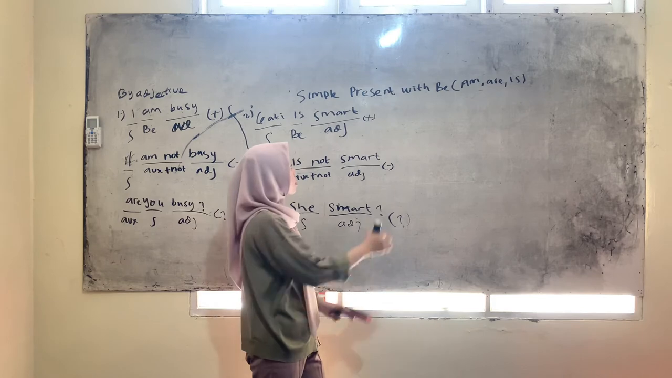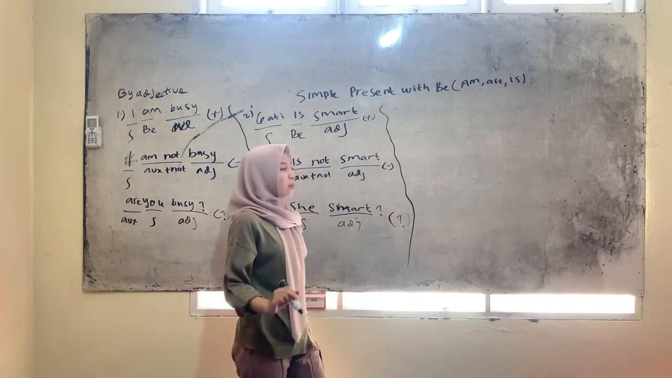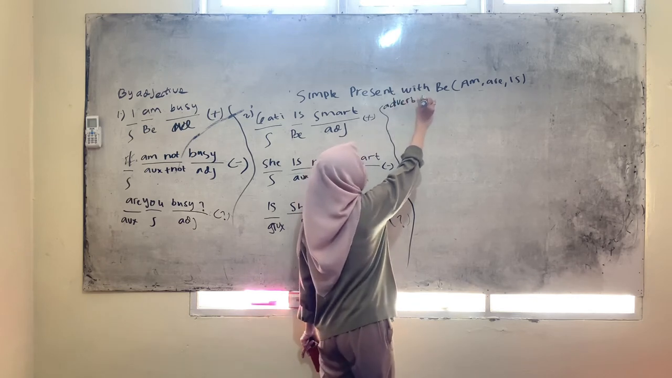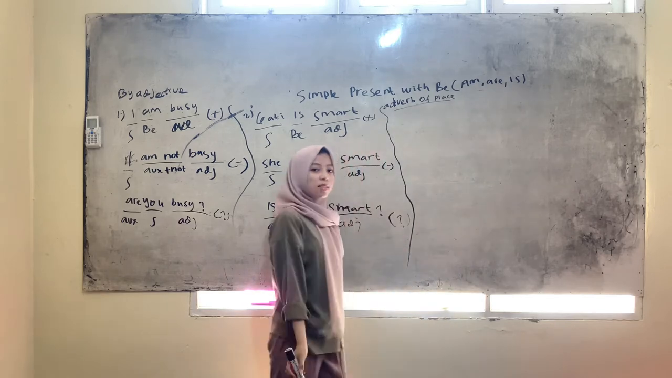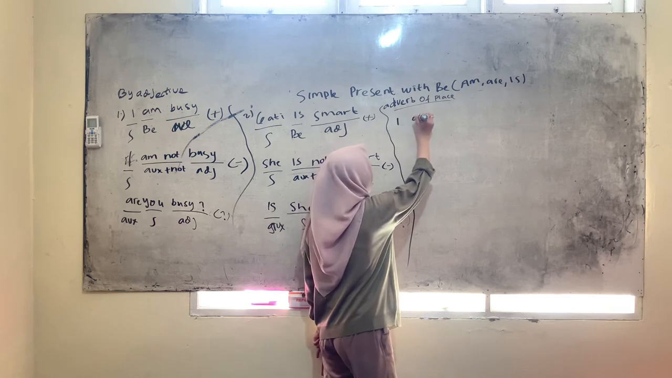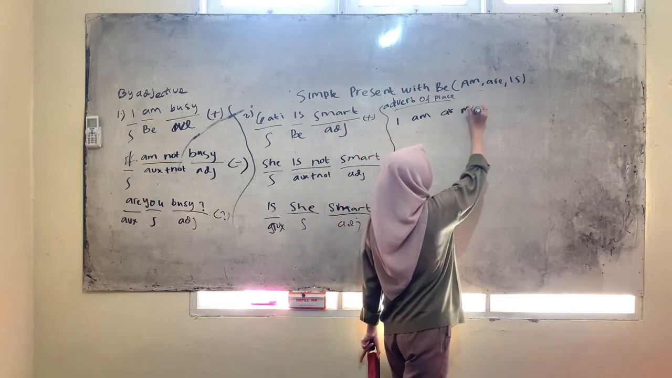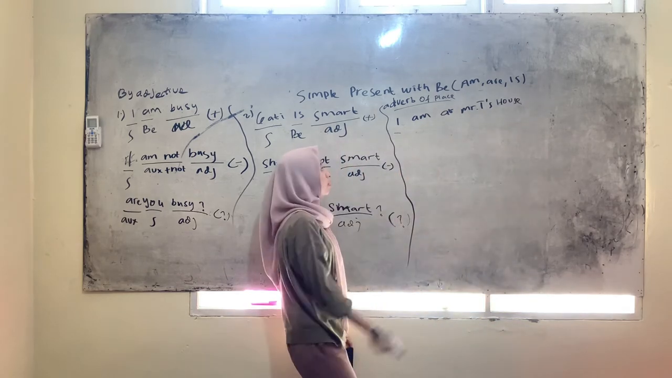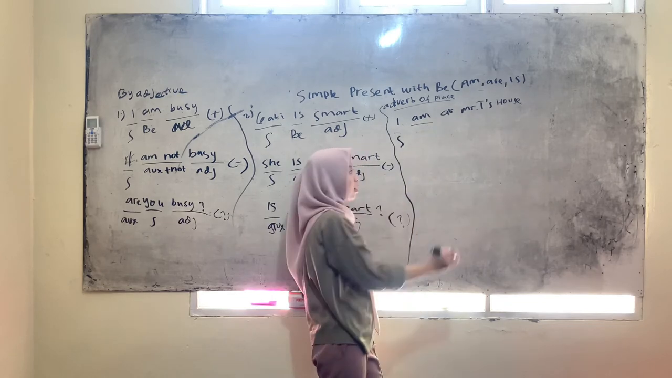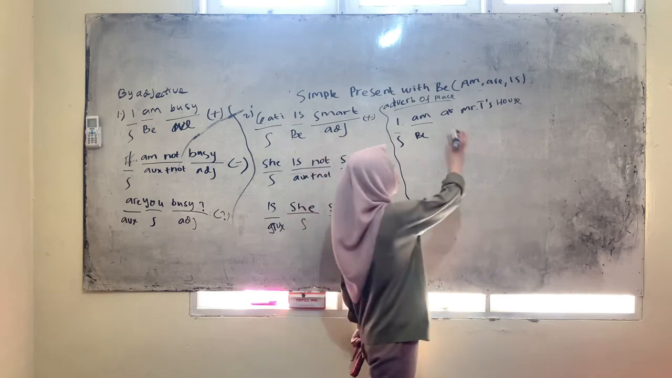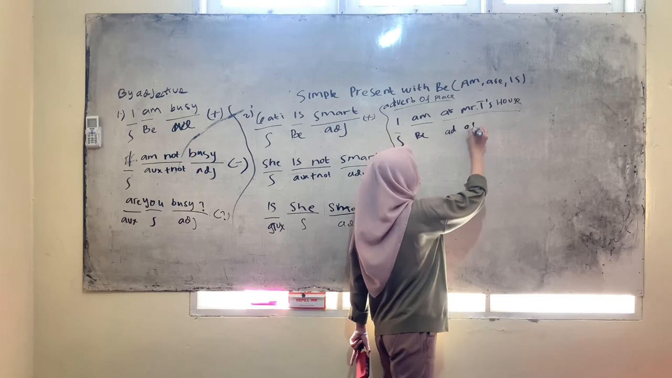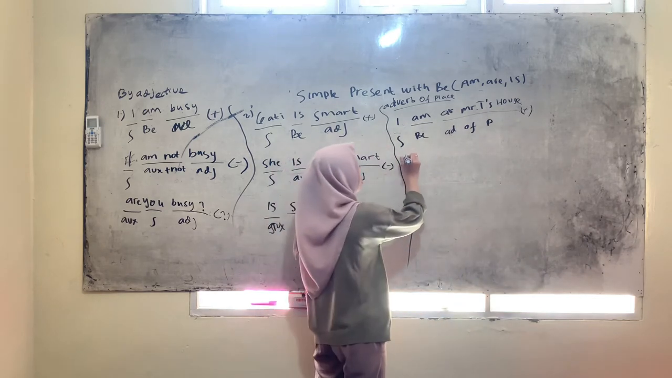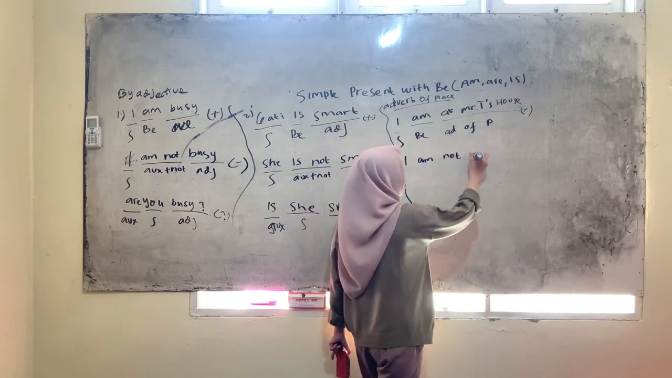Awesome. The next is: simple present with be can be modified by adverb of place. Adverb of place. Okay. Example is: I am at Mr. T's house. I as subject, am as be, and at Mr. T's house as adverb of place. Positive sentence.